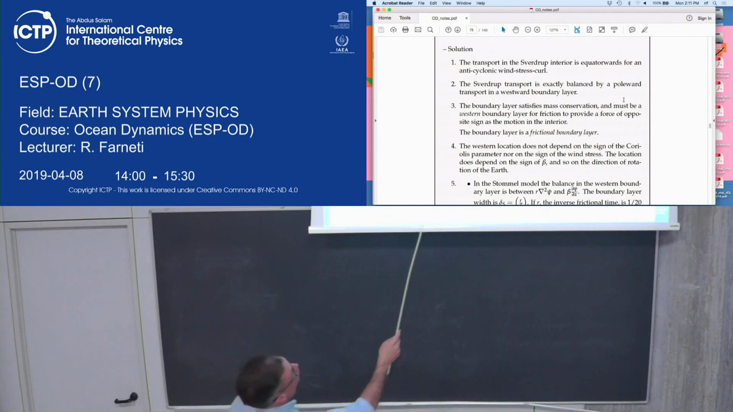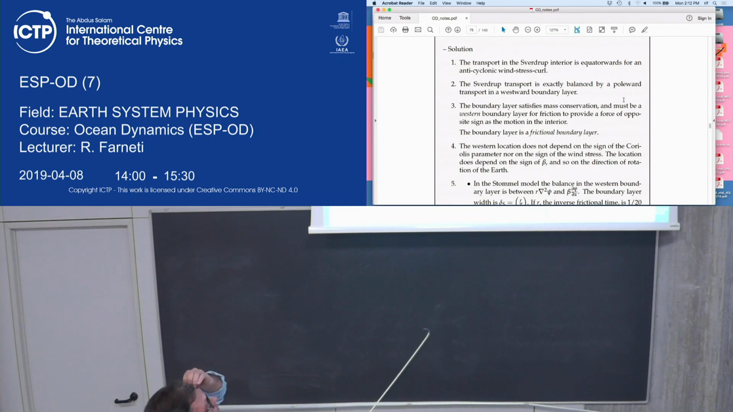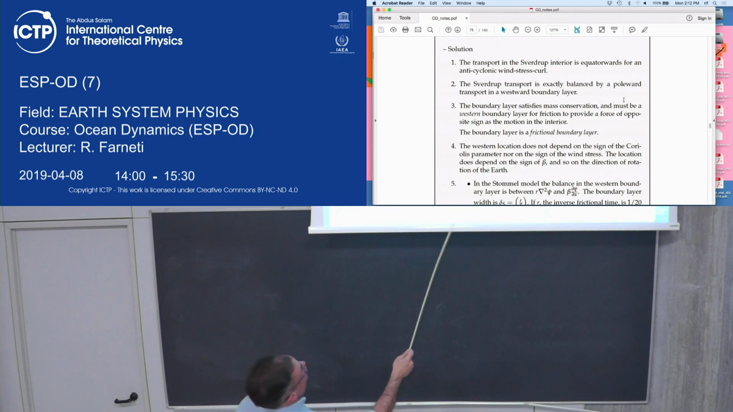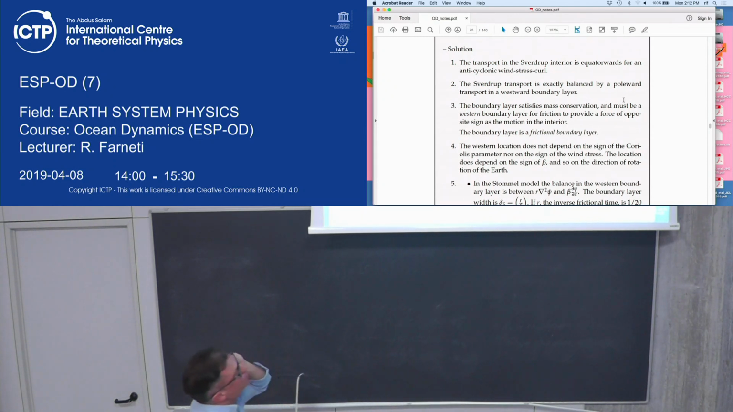The transfer in the interior is towards the equator for this particular wind stress pattern, an anticyclonic wind stress curl. This transfer is exactly balanced by a poleward transfer in a western boundary layer. That's because the boundary layer satisfies mass conservation, and it has to be a western boundary layer for friction to provide a force of opposite sign to the motion in the interior. We'll see a potential vorticity argument for that.